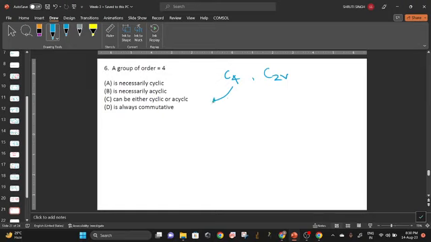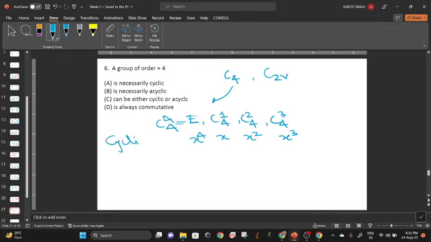Now what elements are there in C4? E, C4^1, C4^2 and C4^3. That's all, right? So this is x, this is x square, x cube, and this is x to the power 4, C4^4. So this is an example of a cyclic one. Okay.